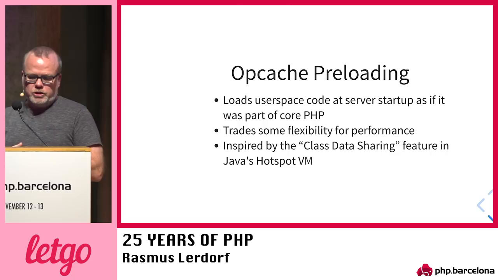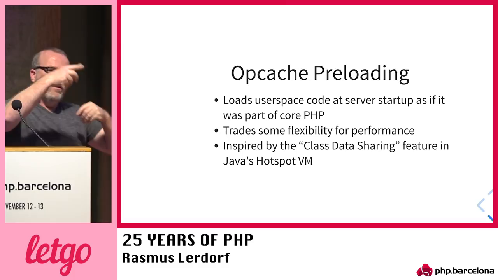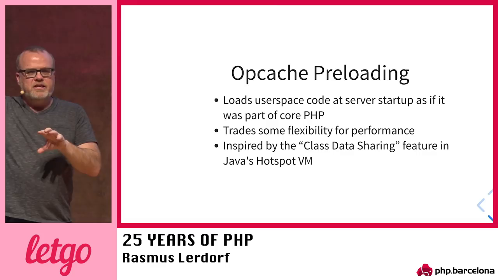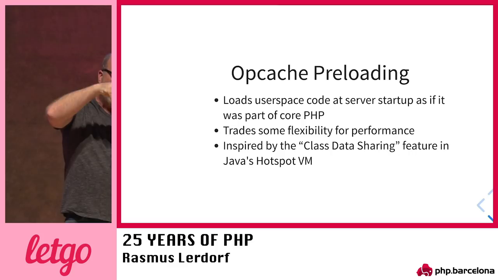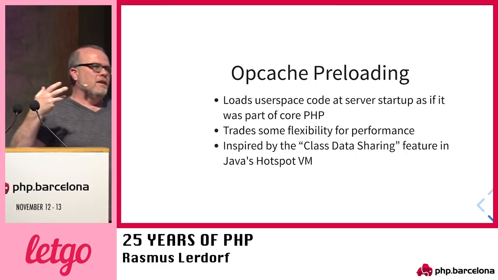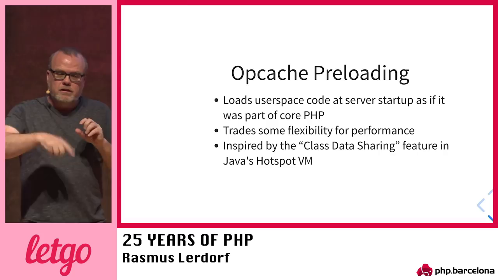But what it does is it removes one step from the whole opcache dance. When you have opcached code, it's still sitting there as opcodes in the cache. It still has to be brought into the PHP process, some of it. Not all of it, but some of it has to be brought in, and classes have to be registered, and the stuff has to be initialized. If you put it as a preloaded class, it's as if it's part of native PHP. It's as if it's a PHP extension that's loaded at startup.